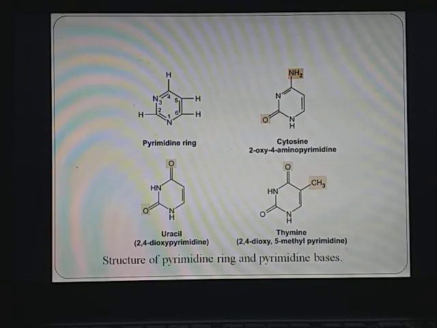A pyrimidine ring is an aromatic ring which has 6 members, and the numbering starts from N1. Cytosine can be chemically called 2-oxy-4-aminopyrimidine, uracil can be chemically called 2,4-dioxypyrimidine, and thymine can be called 2,4-dioxy-5-methylpyrimidine.